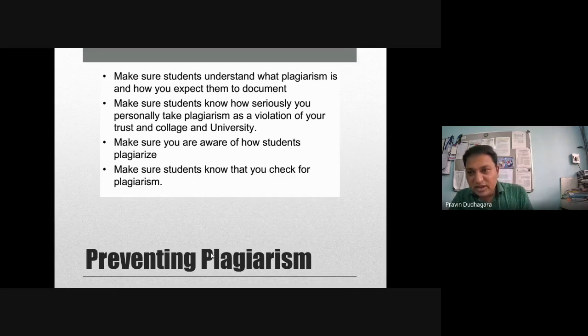Make sure students know that you check for plagiarism. Even nowadays, once you put a project into a certain agency, during the evaluation they also check the plagiarism, because in a certain domain, for example, I am an expert in microbiology for the last 13 or 14 years.